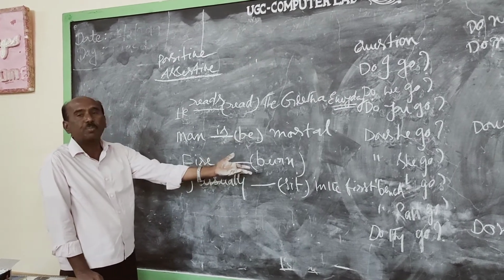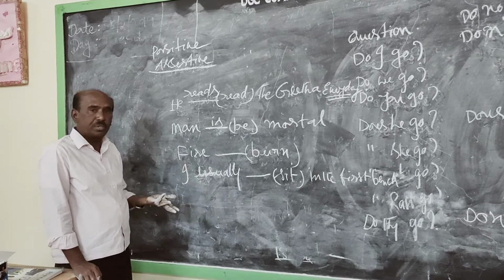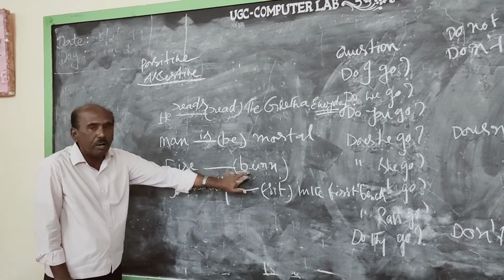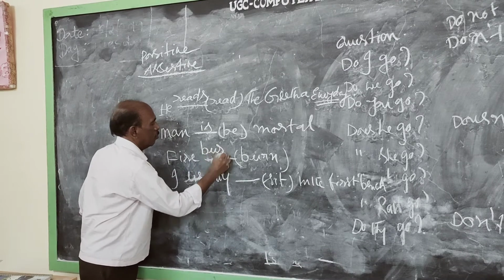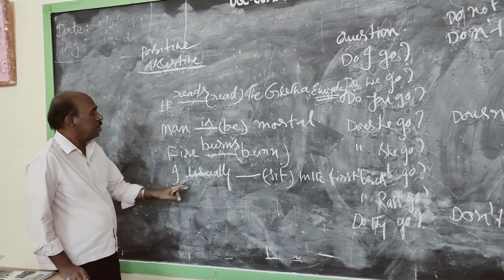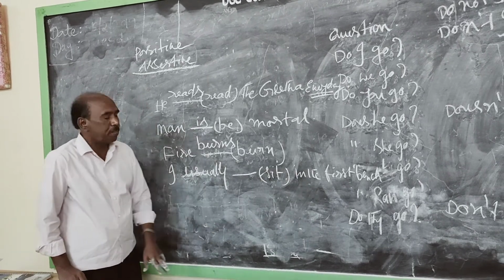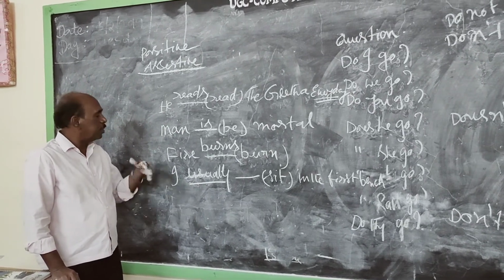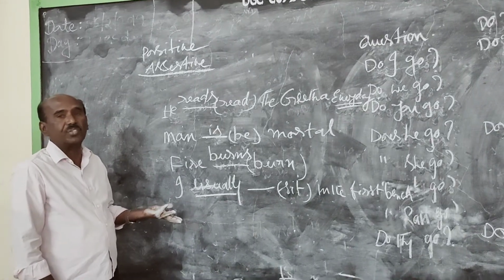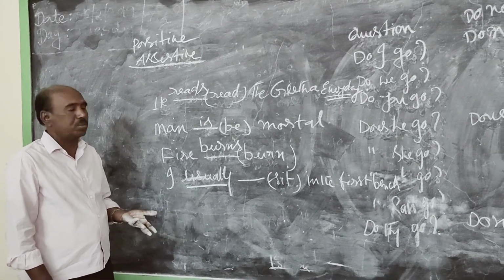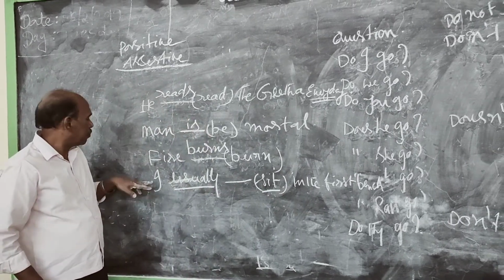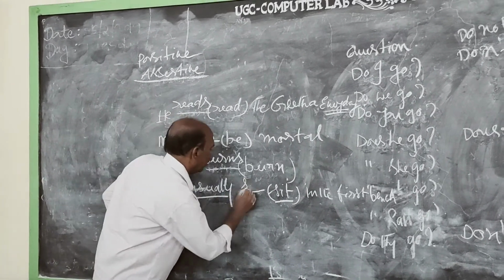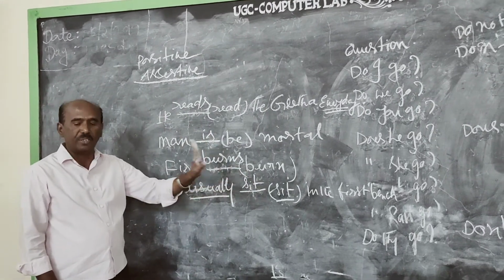And fire dash burn, it is a natural truth. So it is a universal truth. Fire is third person singular and burn is in present tense. Fire burns. Like, I usually dash sit in the first bench. Usually denotes a habitual action. So habitual actions should be in simple present tense. It means the verb should be in present form. Sit, it is in present form. And I is first person singular. No need to add s. I usually sit in the first bench.